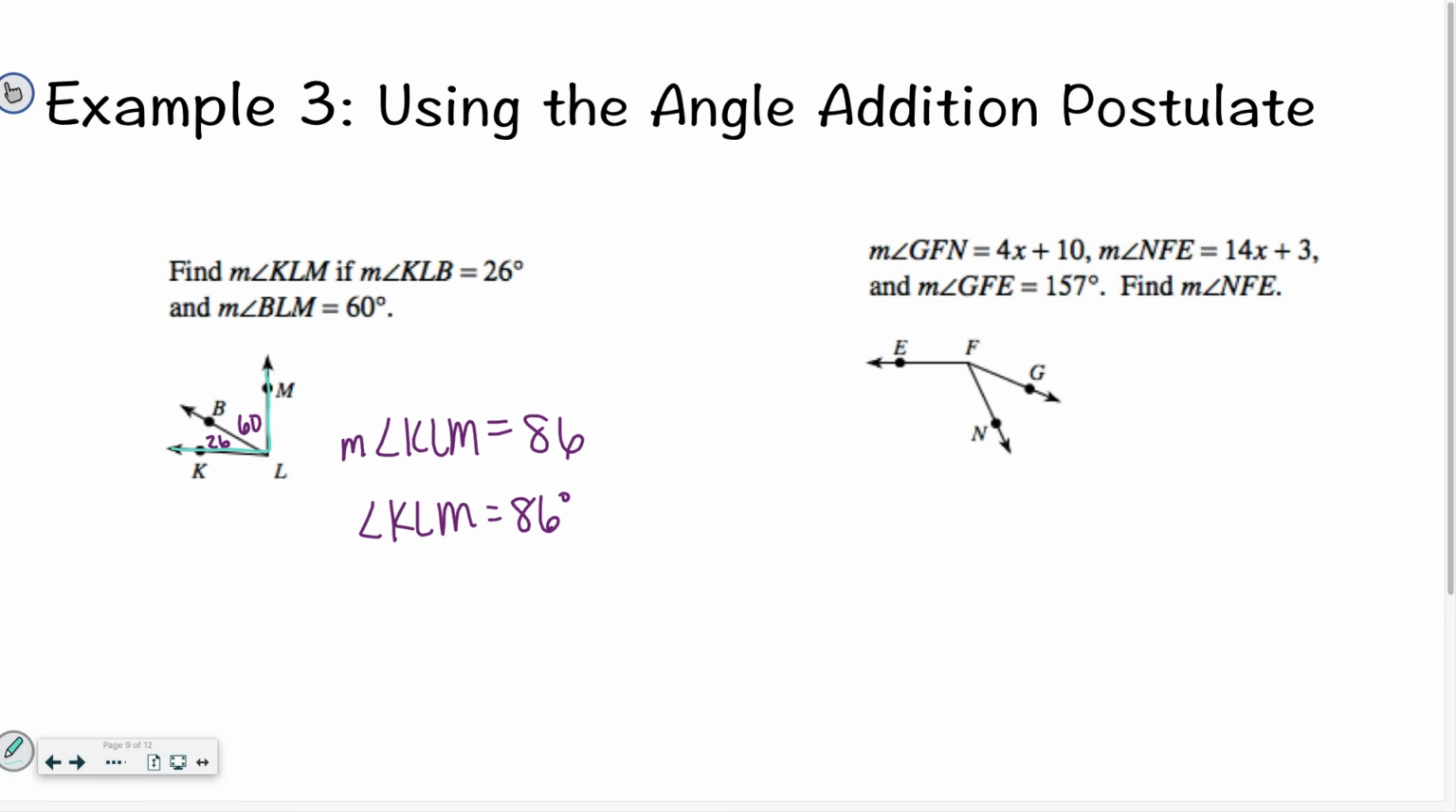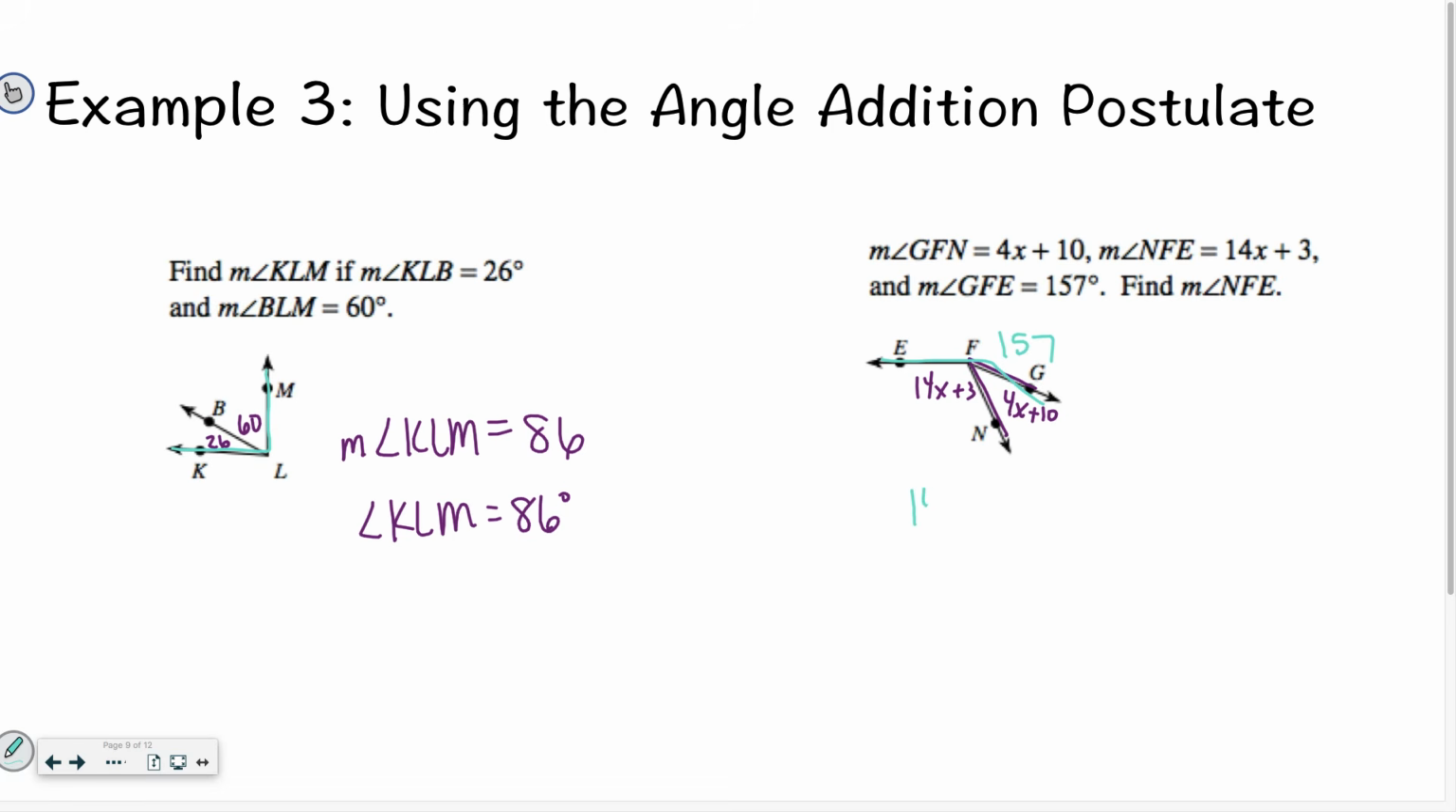That is just some specific notation, okay? The second one here is the same idea, but with variables this time. So GFN, this is 4x plus 10. NFE is 14x plus 3. And the whole thing is 157.